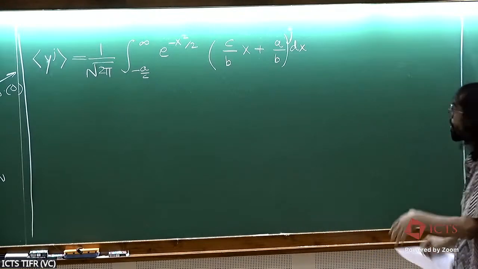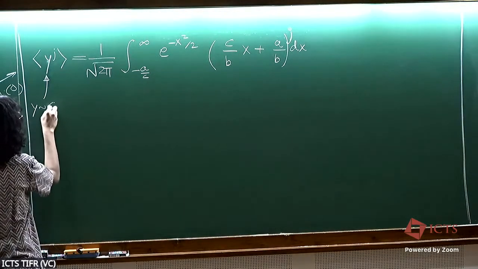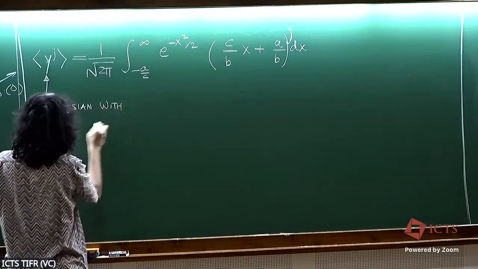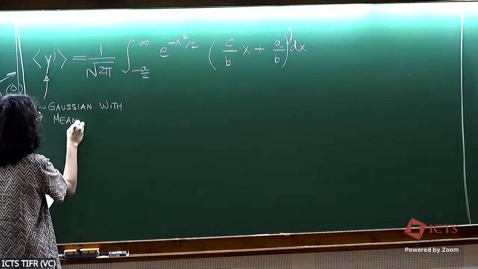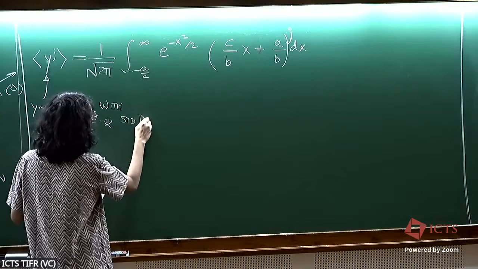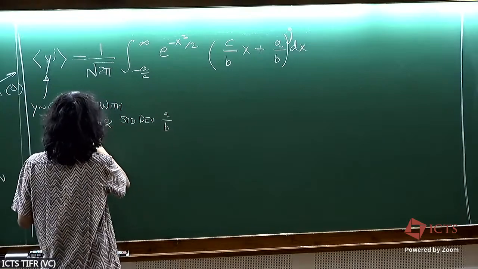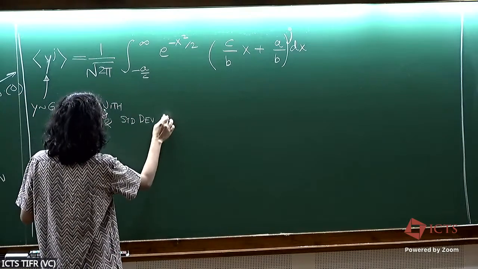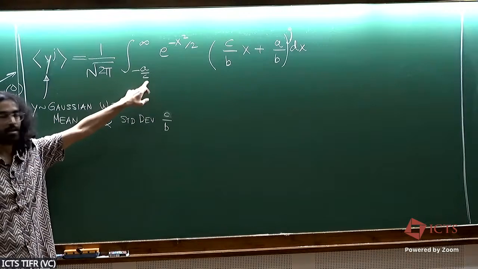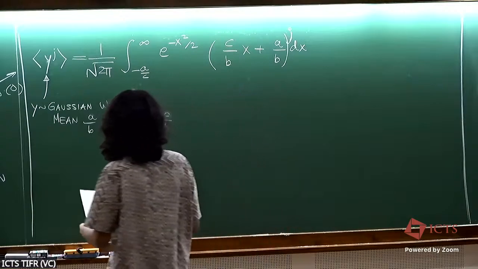That's just what the jth moment is. So what I'm assuming in life is that this y is a Gaussian with mean C over B and standard deviation A over B. No, the other way around: mean A over B, standard deviation C over B. And I'm truncating it at minus A over C. And what's the jth moment? That's just really what that integral would be.